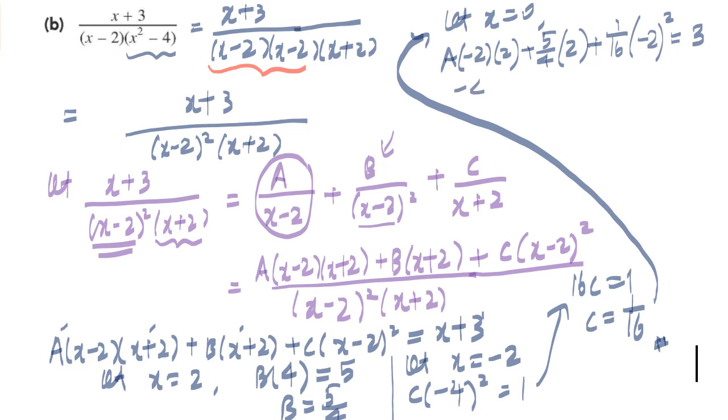That will be negative 4A. Okay, sorry, I don't have a calculator. 5 over 2 plus 1 over 4. Then 11 over 4.